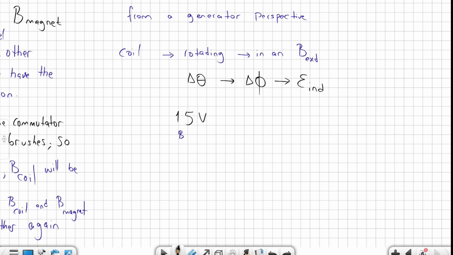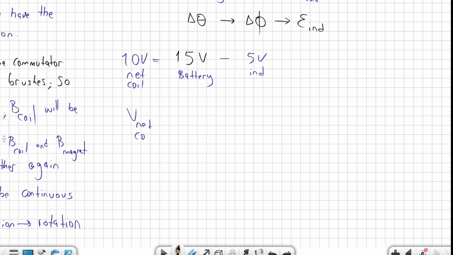Let's say that we have 15 volt from the battery and we have 5 volt that is induced. Since the induced is always opposing the change, it will be in the opposite direction. With 15 volt coming from the battery and 5 volt induced in the opposite direction, we will have a net potential difference of 10 volt. The net potential difference has decreased, so we have less potential difference than the source. V net in the coil will be equal to the EMF that comes from the source minus the induced one. Since the induced is in the opposite direction, we call this back EMF.